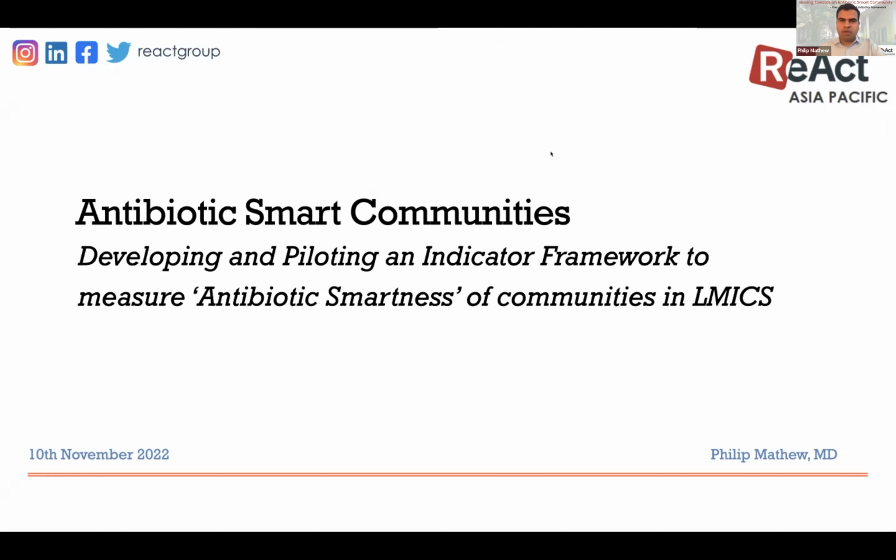So I'll be presenting about the Antibiotic Smart Communities indicator framework, the process of developing this particular indicator framework, which is actually meant to be a tool for benchmarking communities against each other, and also something meant to measure the antibiotic smartness of communities. And how did we define antibiotic smartness?